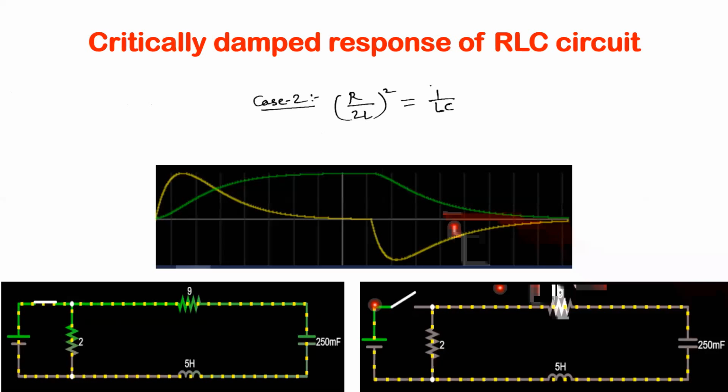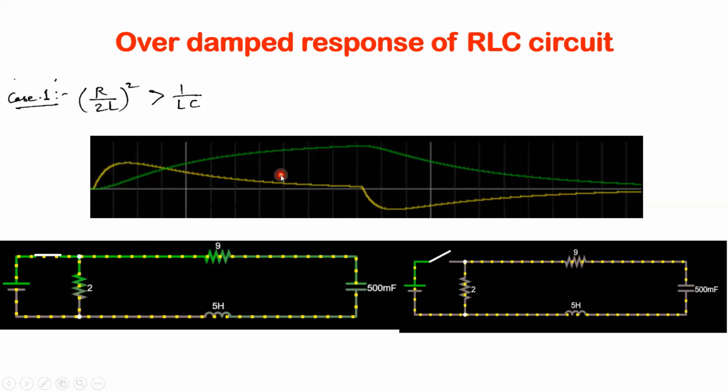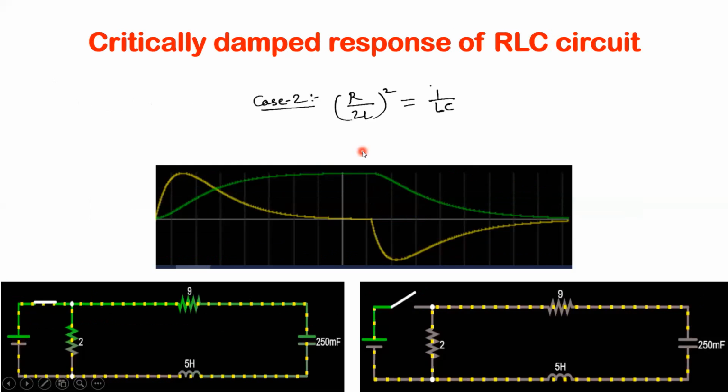Okay. So this is the critically damped response. In the critically damped response, case 2, (R/2L)² is equal to 1/LC. If this is the case, then the steady state value will be reached earlier than in the previous one. You can see here a very sluggish response. It is taking a large amount of time to reach the final value, whereas this is somewhat faster than that, which is achieving the final value in less time. That is the critically damped system.